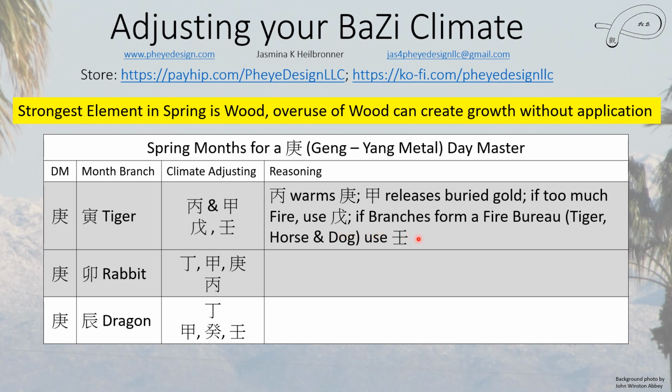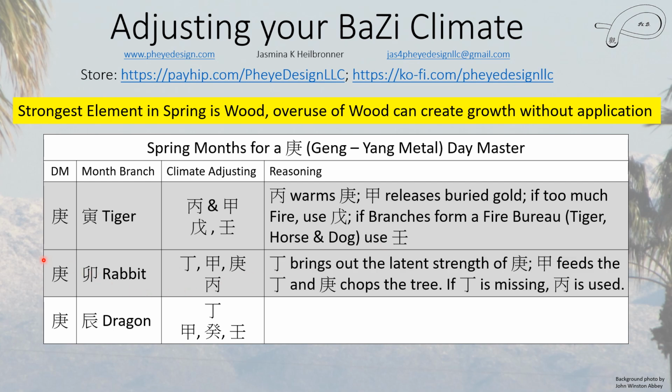Now, if the branches form a fire bureau, and that means you have the tiger, horse, and dog in your chart, all three have to be there, then you need to use water because this would be too much fire. So this is the first time I think a bureau has come up, although I could be wrong. Of course, in the order of wood, fire, earth, and then metal.